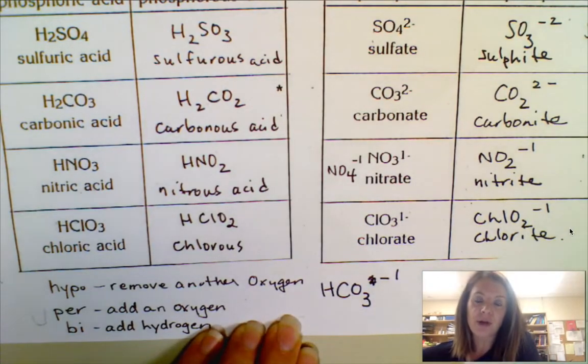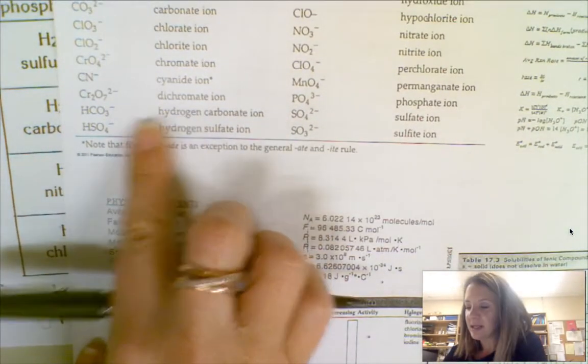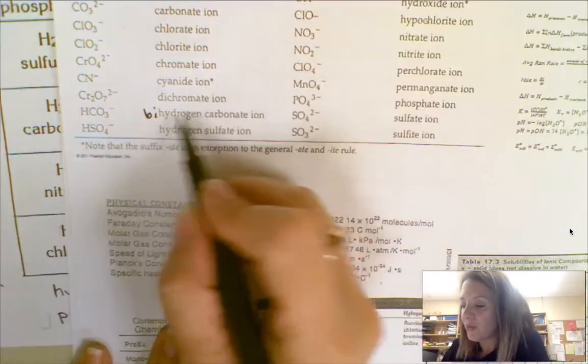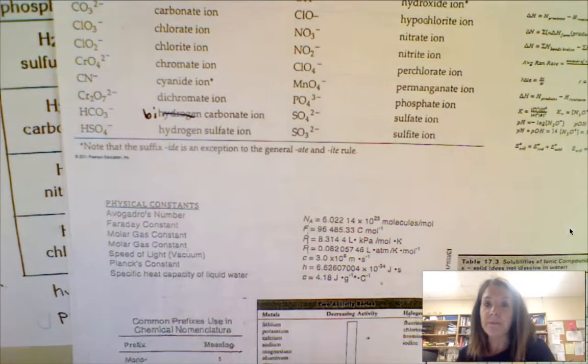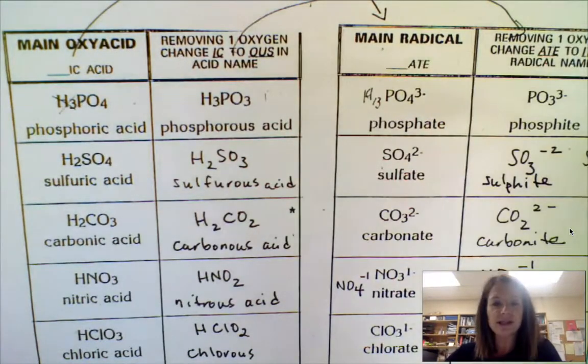Sometimes your polyatomic sheet will refer to it as hydrogen carbonate. So here, hydrogen carbonate, HCO3, or sometimes you'll see it written as bicarbonate instead without the hydrogen. Okay, so there's all of our oxyacids becoming us acids, ate ions, and ite ions.